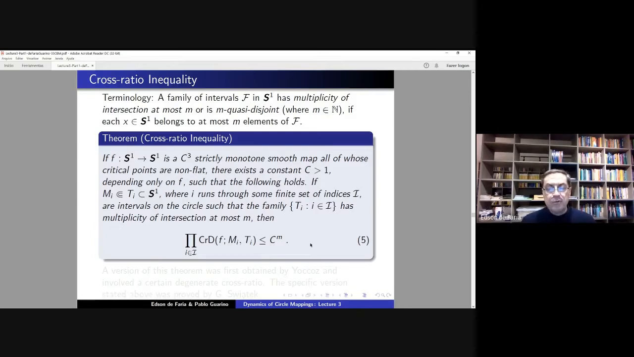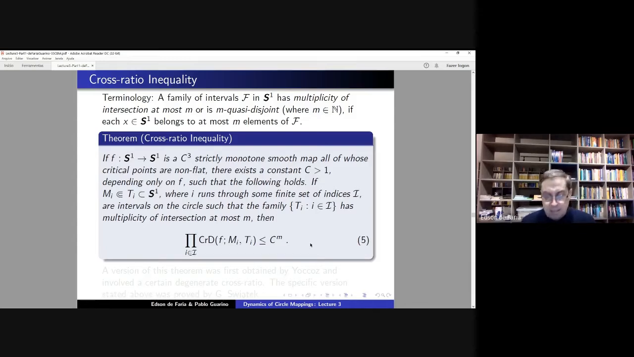This is an extremely useful tool. And notice that I'm not even requiring that these M_i's and T_i's are actually iterates of the same big initial pair of intervals. I'm not saying that. I'm just taking a bunch of intervals T_i. I'm taking some M_i's containing them. The T_i's have to be m quasi-disjoint. The map has to be C3, strictly monotone, and with non-flat critical points.